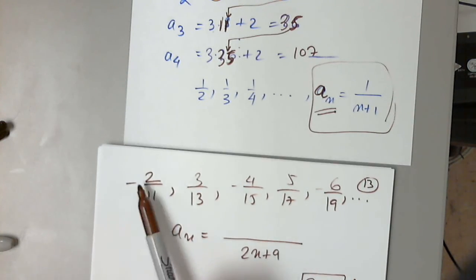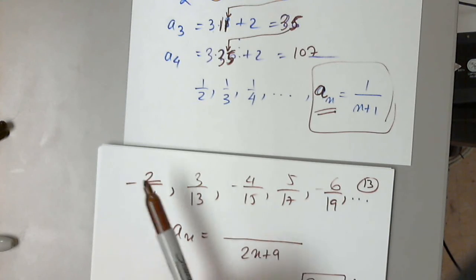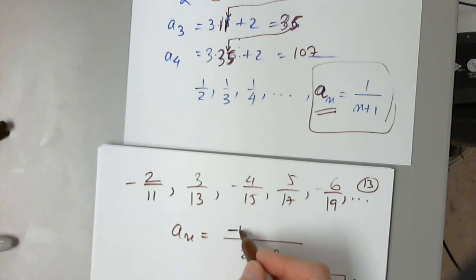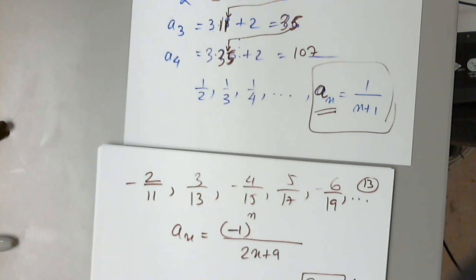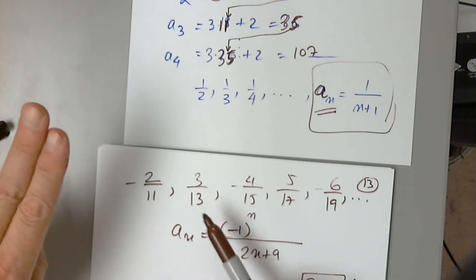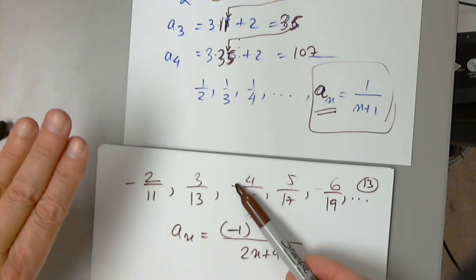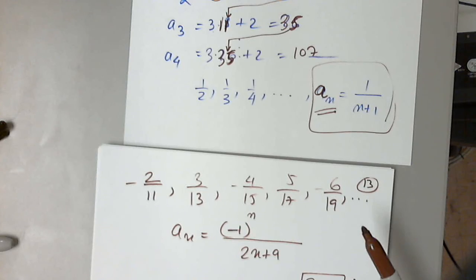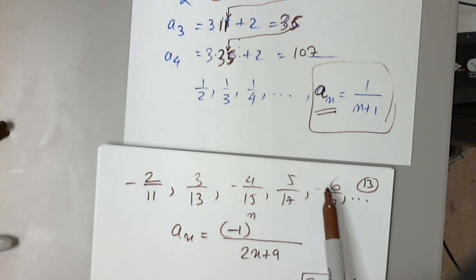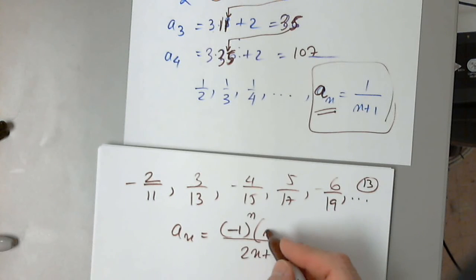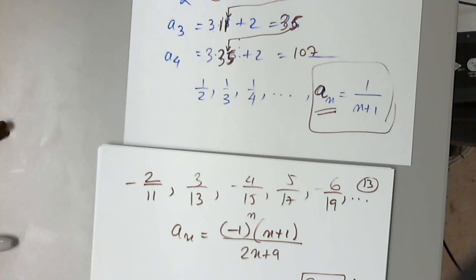Yes. And now let's see what we have with the top. Obviously, the signs will alternate. So we have negative 1 raised to the nth power. Let's see. When n is 1, I have negative. When n is 2, I have positive. When n is 3, I have negative. When n is 4, I have positive. Yes, that works. So now, how do I represent 2, 3, 4, 5, 6? Since it starts at 2, it's n plus 1.